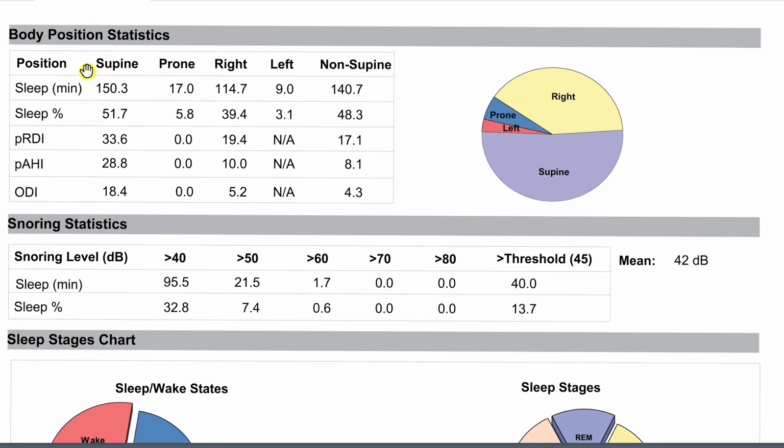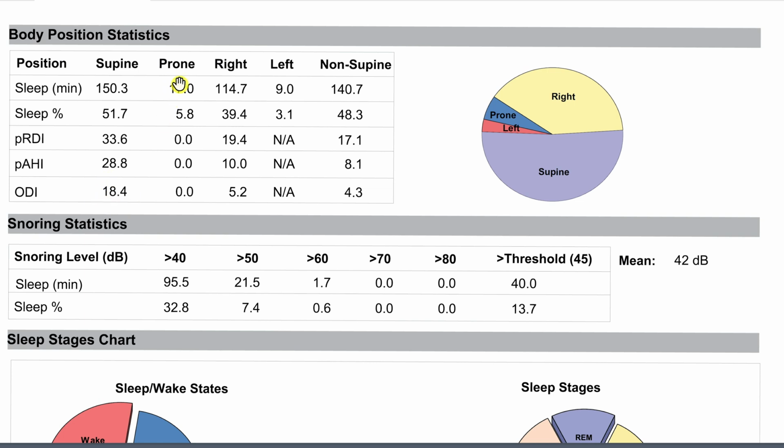So here's just a more detailed breakdown of statistics in each sleeping position. So in the supine position, for example, we spent 150 minutes sleeping. It was just over 51% of the sleep time, which remember, I just pointed out. The RDI on our back, so when we isolate looking at what our RDI is for sleeping on our back, is 33.6. The AHI is a little bit lower, recognizing the RERA is again in the RDI. And then the ODI on our back is about 18.4.